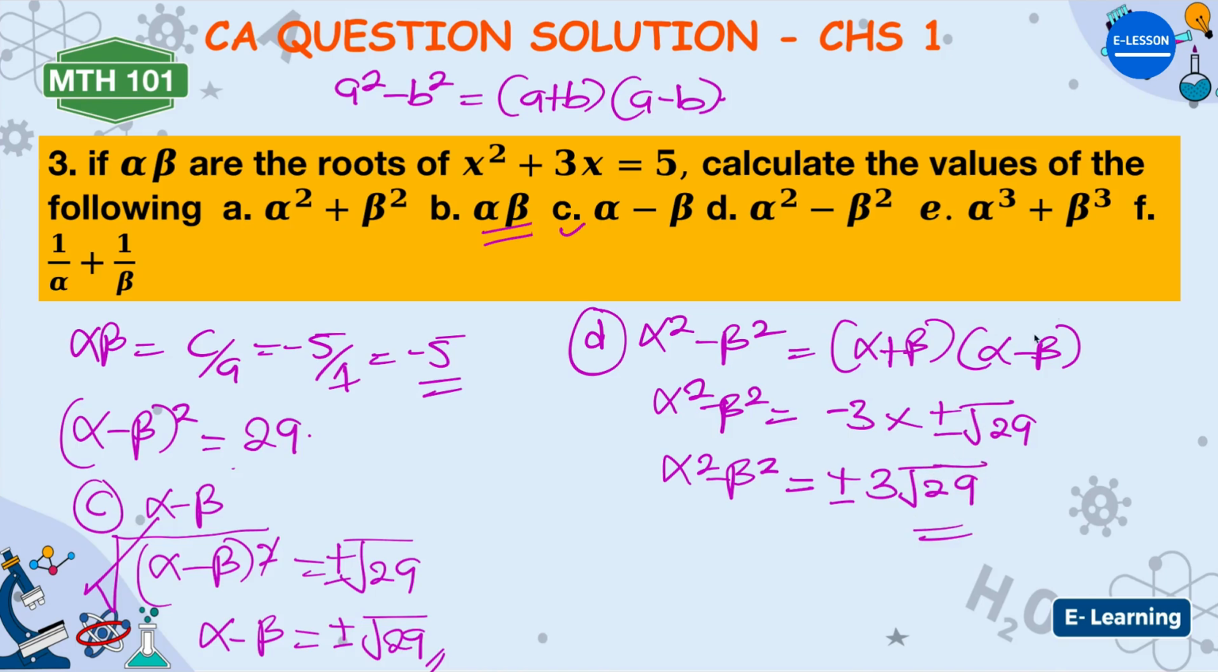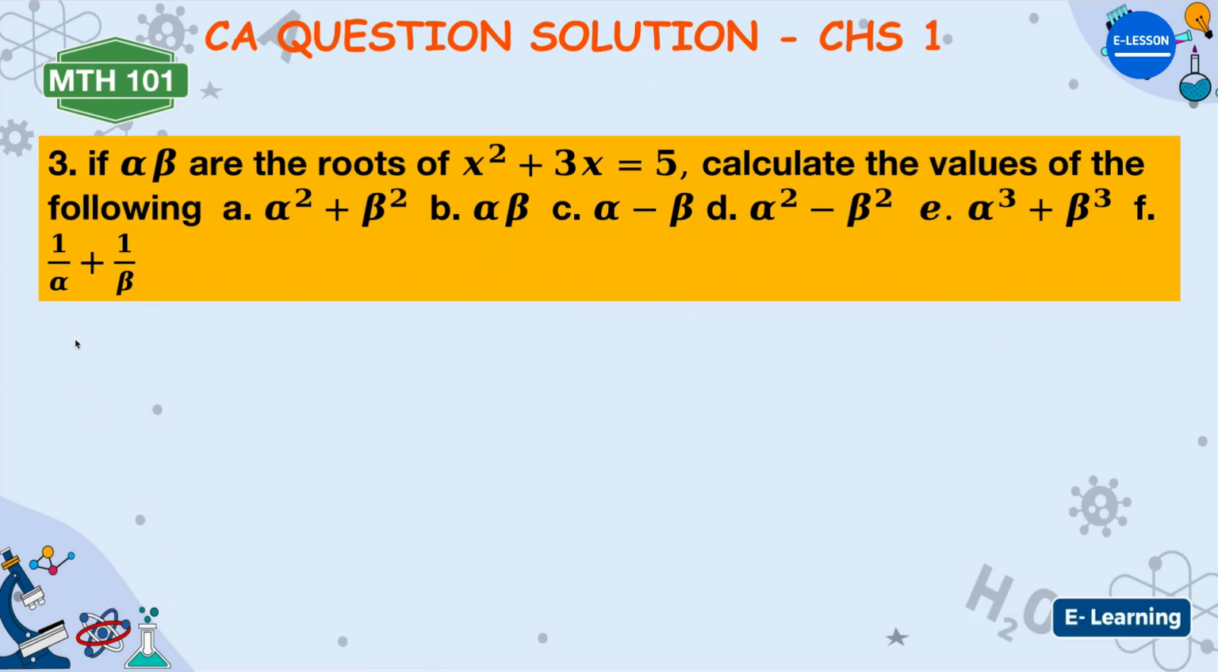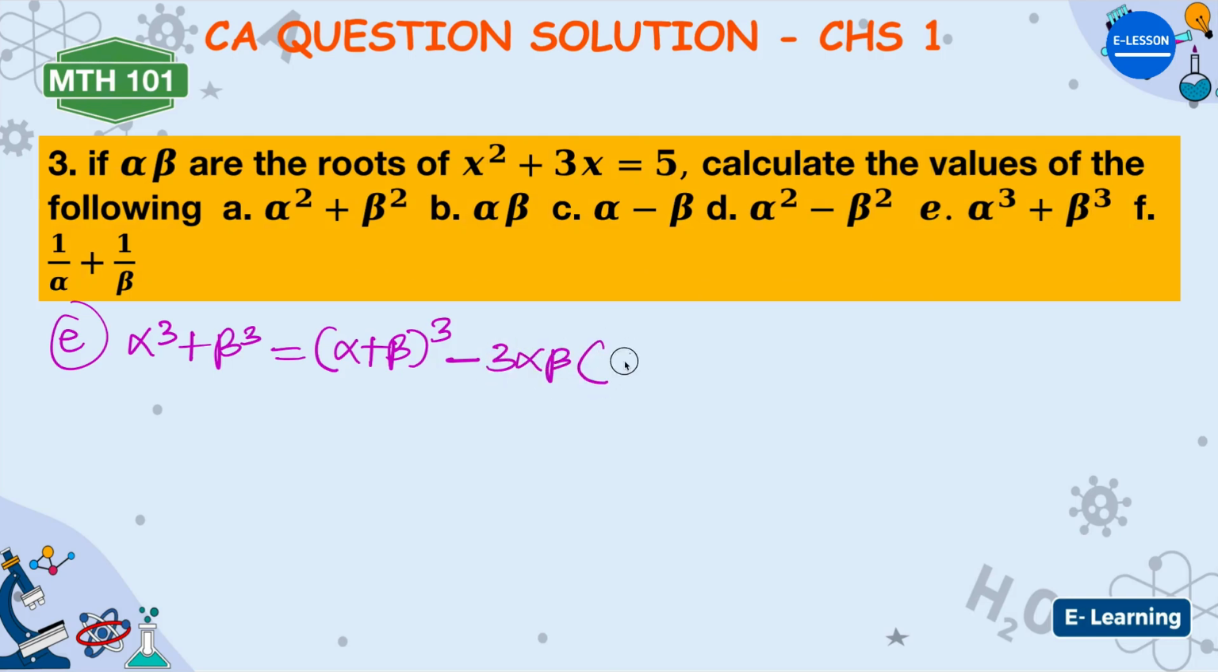Is that okay? Now the next one is E. E says alpha cube plus beta cube. Now that is equal to alpha plus beta cube minus 3 alpha beta bracket alpha plus beta. Please take note. That is the expression for alpha cube plus beta cube. If you can cram it in your head, cram it, although there is a way to prove this. Now, my dear student, how do you go about this particular one?